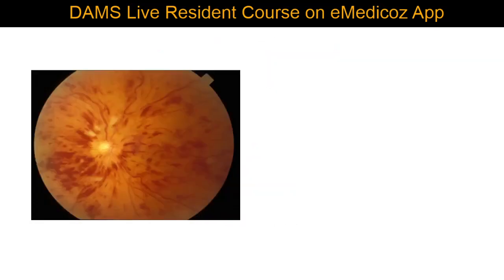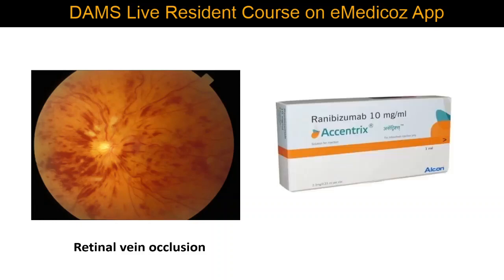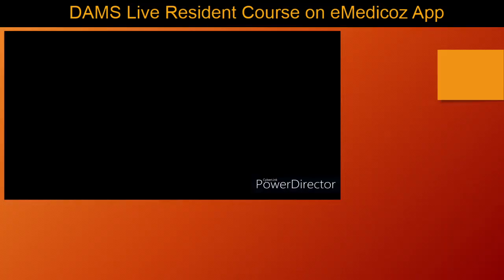For example, one case of a venous occlusion, central retinal vein occlusion, I plan to give a ranibizumab 10 mg per ml. That's the brand name Eccentrix. So it comes in a vial of 2.3 mg in 0.23 ml and the dose is 0.05 ml. So a small snippet video showing the steps of the intravitreal injection.